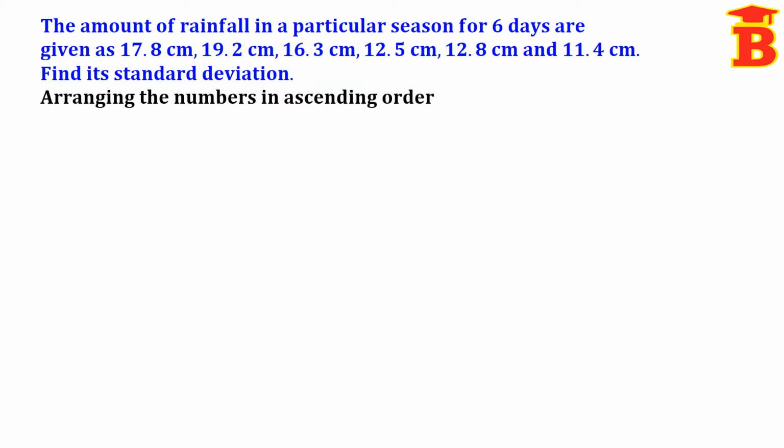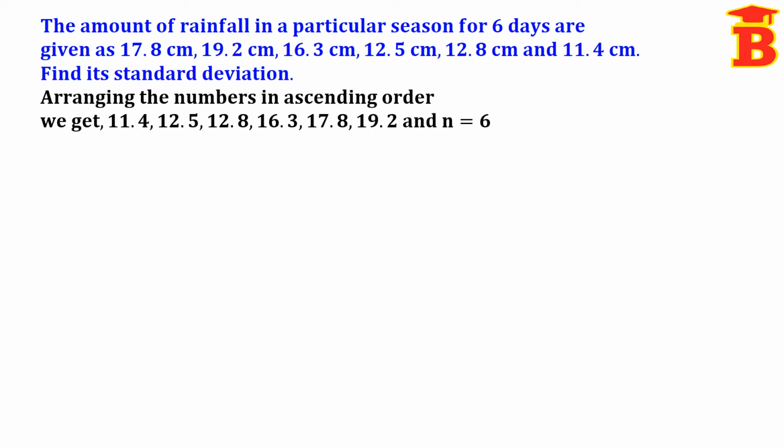Arranging the numbers in ascending order, we get the numbers 11.4, 12.5, 12.8, 16.3, 17.8, 19.2. So take it in ascending order, and the total numbers n equal to 6. 1, 2, 3, 4, 5, 6. There are 6 numbers. So small n means number of values, that is equal to 6.